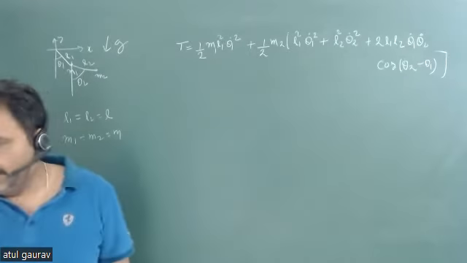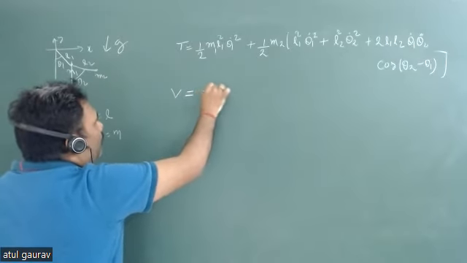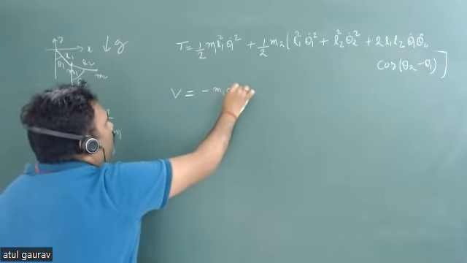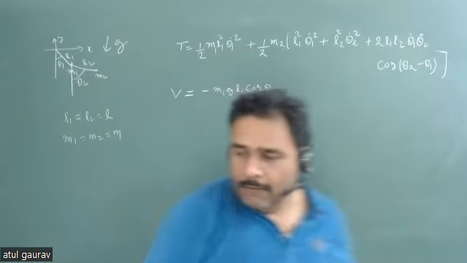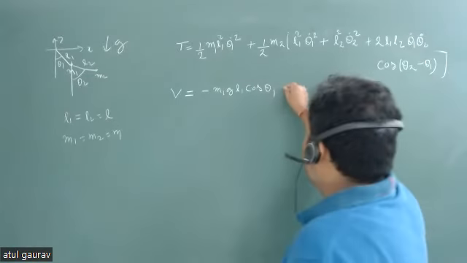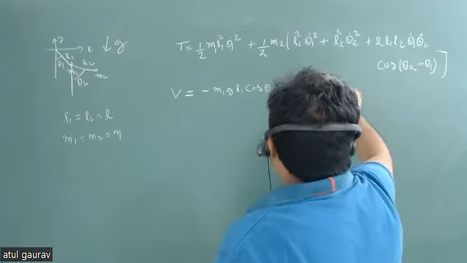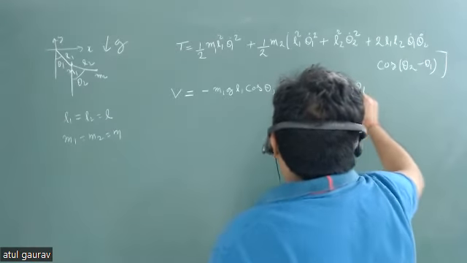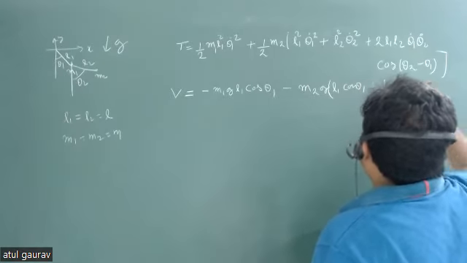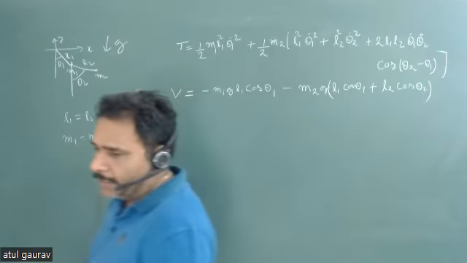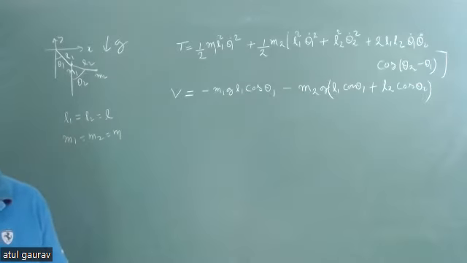And what is your potential energy? The potential energy here is minus m1 g L1 cos θ1. You can just go and revise your double pendulum, okay? And minus m2 g times L1 cos θ1 plus L2 cos θ2. So this is your potential energy, okay? I think you people remember all this thing.